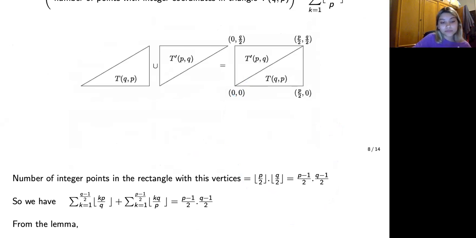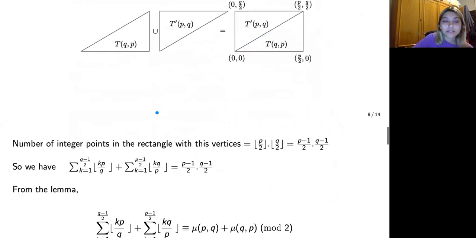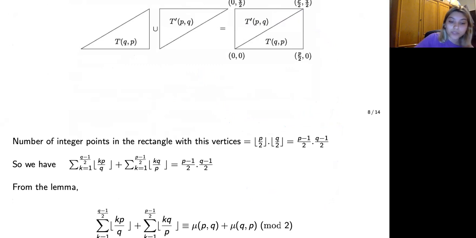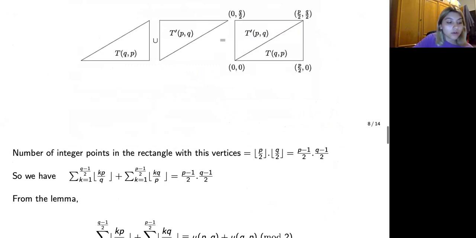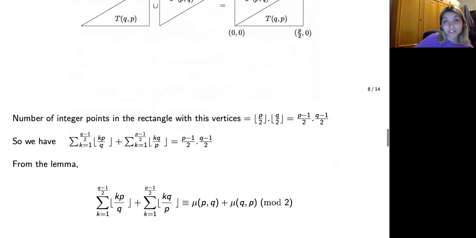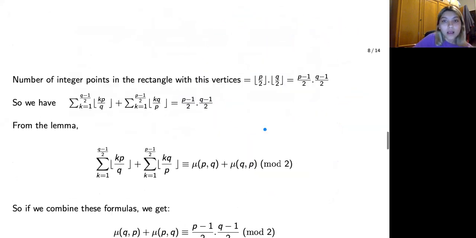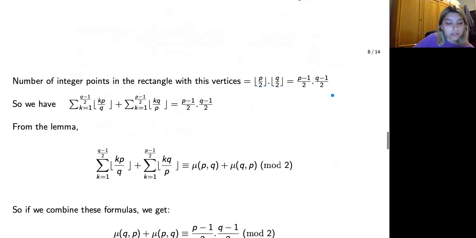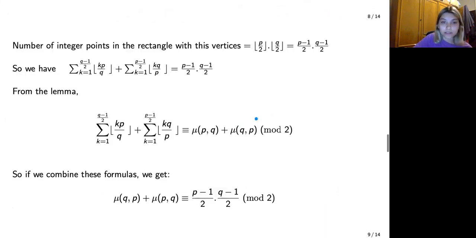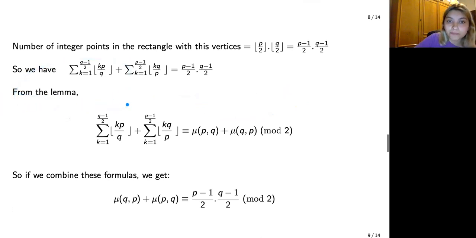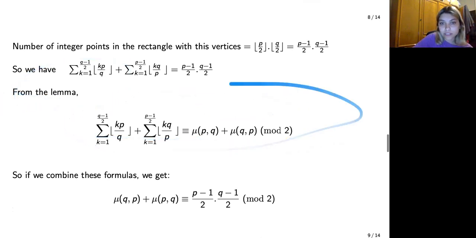In this state of the figure, it becomes easier to calculate the points whose coordinates are integers. The rectangle has the integer part of P over 2 columns of integer points, and each column contains the integer part of Q over 2 integer points. So the number of integer points in this rectangle is going to be this. If we combine the formula from our lemma, we are going to have this equation.